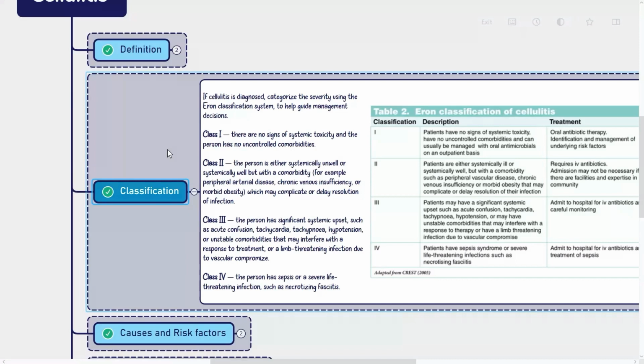Class 3: the person has significant systemic upset, such as acute confusion, tachycardia, tachypnea, hypotension, or unstable comorbidities that may interfere with a response to treatment, or a limb-threatening infection due to vascular compromise. Class 4: the person has sepsis or a severe life-threatening infection, such as necrotizing fasciitis.